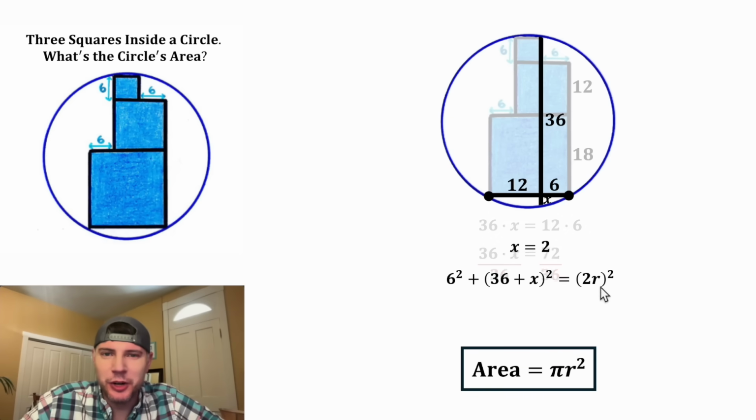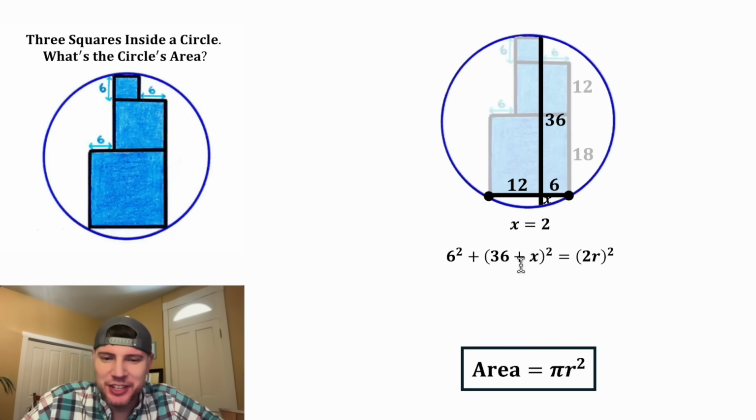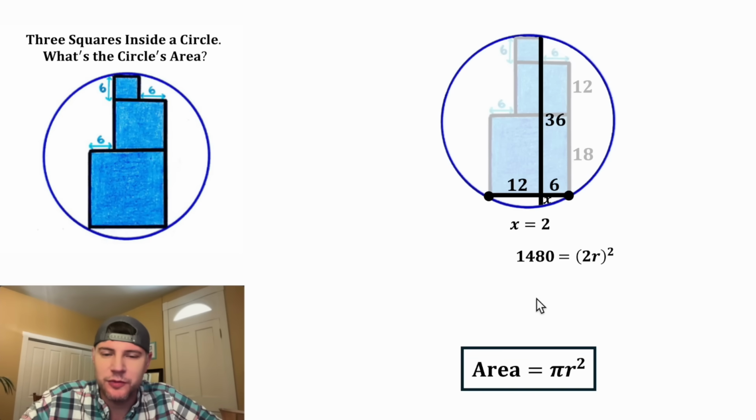And now we're ready to work on this other equation. In the place of this x, we can plug in 2. 36 plus 2 is equal to 38, and 38 squared is equal to 1,444. 6 squared is equal to 36, and 36 plus 1,444 is equal to 1,480.